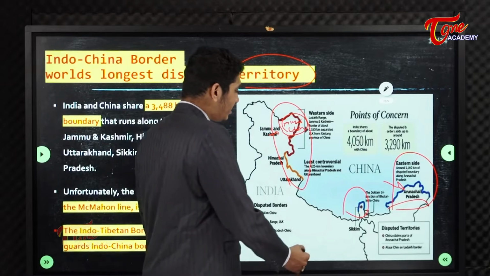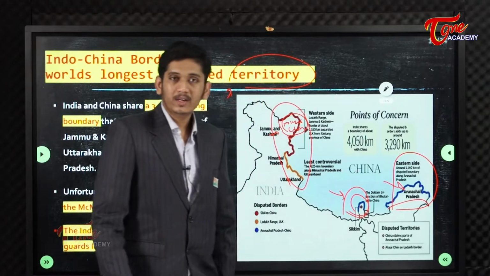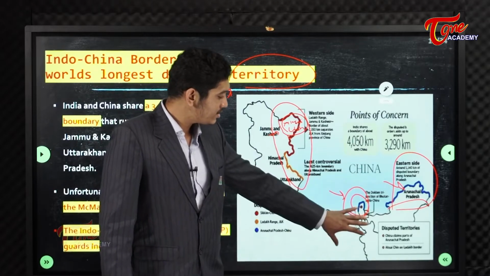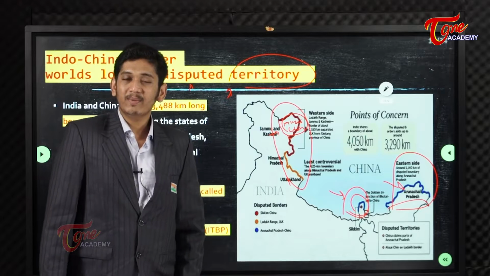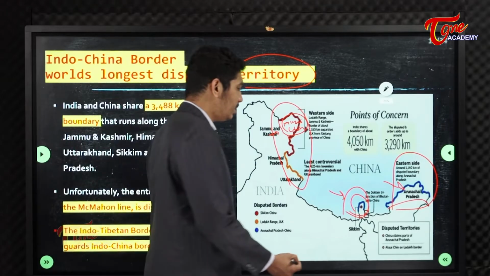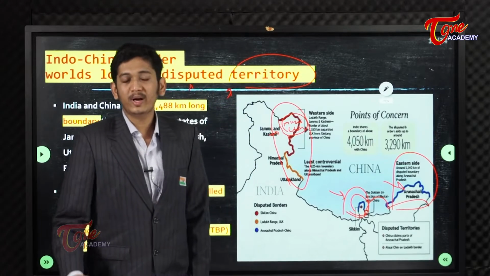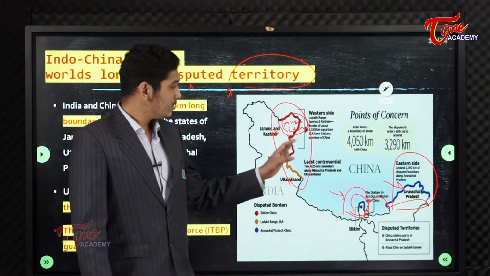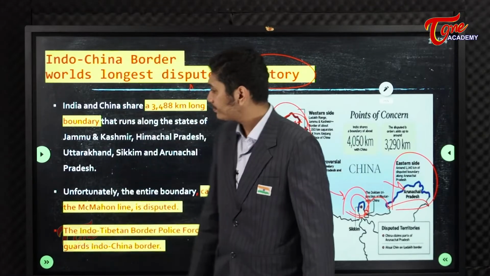Even with Bhutan, it did not complete its settlement. China recognized Sikkim as a part of India, but it did not recognize the complete territory with Bhutan, where a dispute still goes on and there are border talks. So in the whole area we have disputes with China.